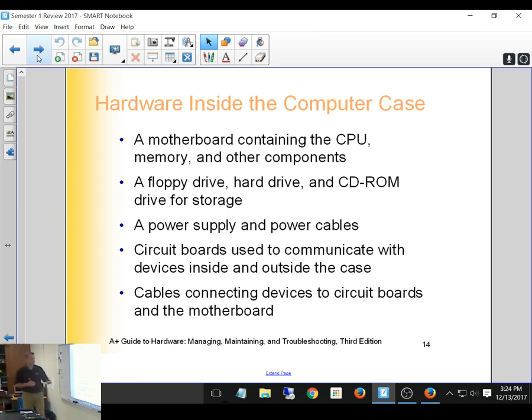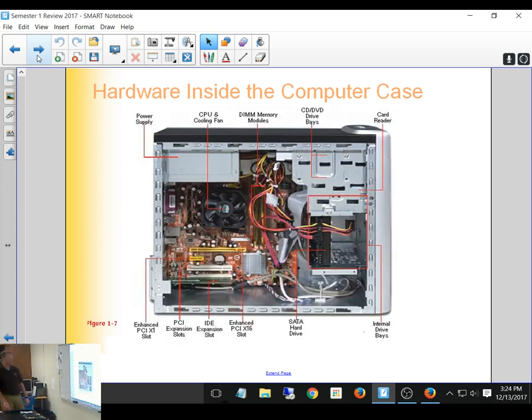And then we've got, really, floppy drives going away. We've got hard drive, CD-ROM, flash storage devices that are secondary storage for the CPU, but are permanent storage. We've got our power supply and different power cables that are part of Chapter 3. We'll talk about that in a little bit. And we've got different ways to connect things up inside our computer.